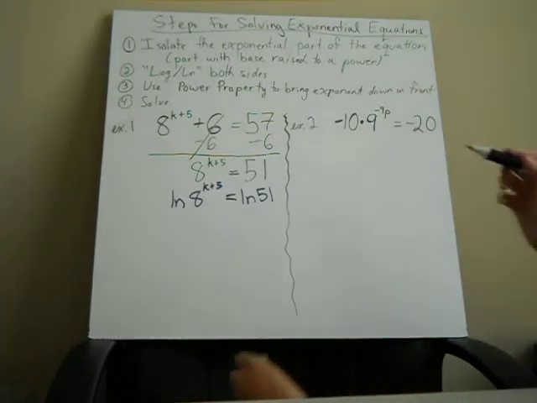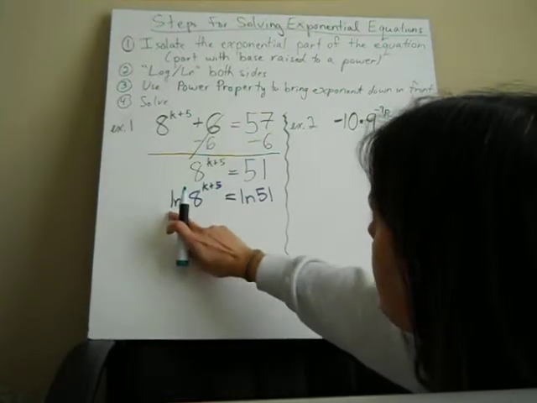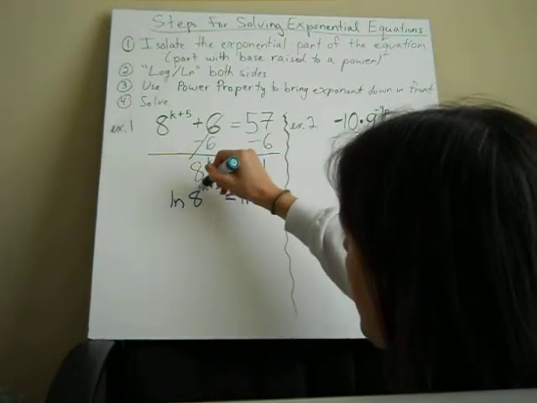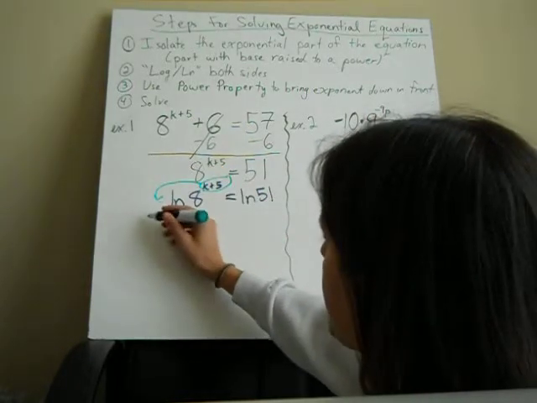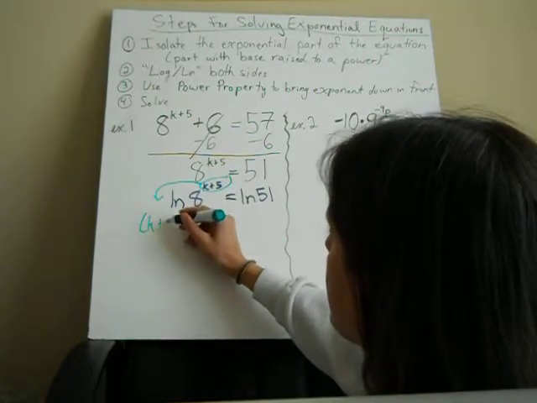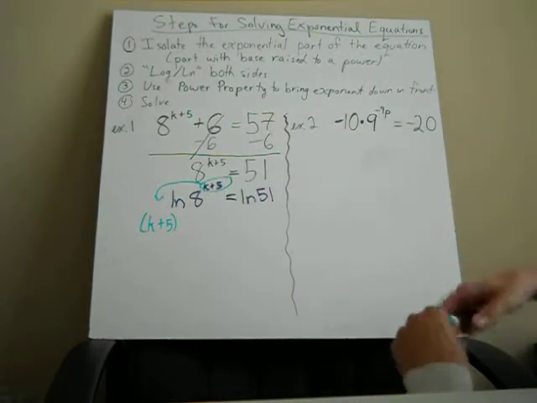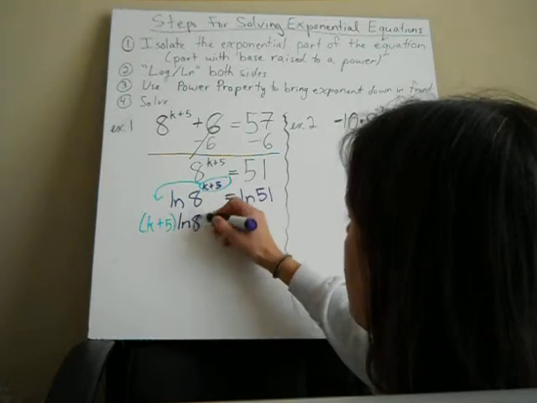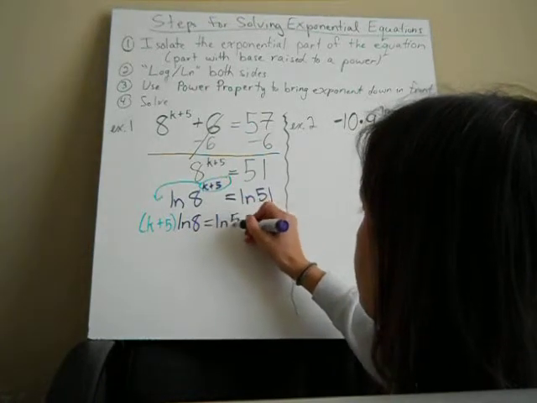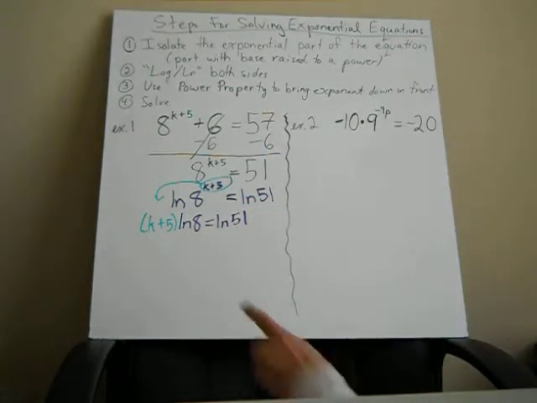Next, I'm going to use the power property that says that if log is there, I'm allowed to bring my power that's up here down in front. So that gives me k plus 5 times the natural log of 8 is equal to the natural log of 51. So now I just need to solve for k.